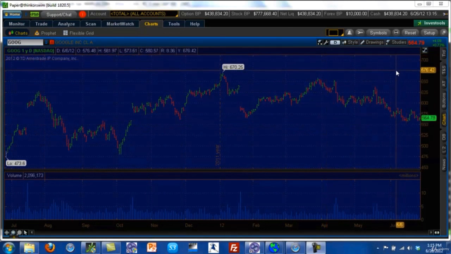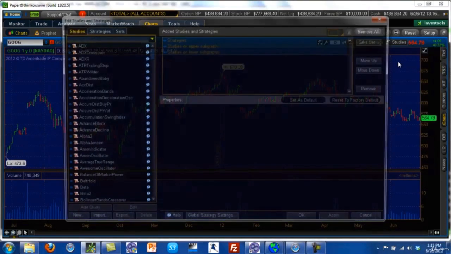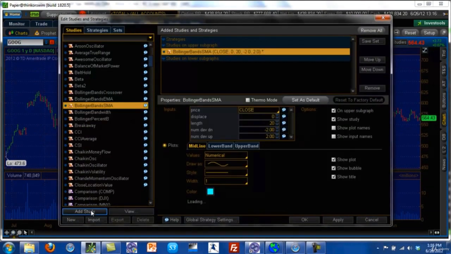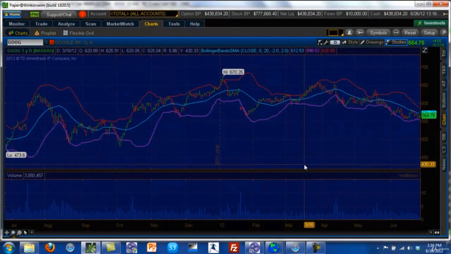So the way you activate any technical analysis tool on the Thinkorswim platform is you come into studies, you want to add studies or edit studies, you can do either one. And we're going to add this study. And when we add the study, it automatically has some default values. So what it does is it's going to show you 2 standard deviations down and 2 standard deviations up. So we're going to leave it at that and see how this looks on the graph.